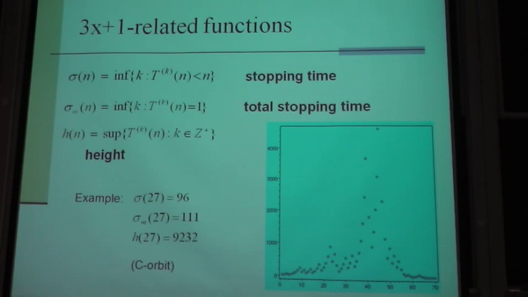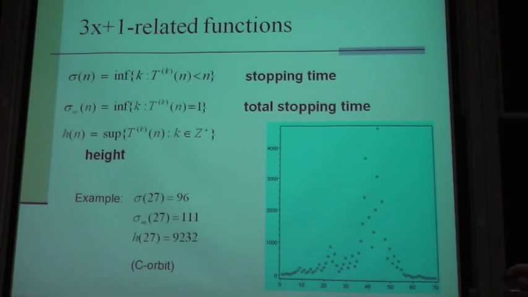So if you started with an even number, the stopping time is 1, because you will go down. The total stopping time of n is the minimum number of steps it takes to get to 1. And of course, if it never reaches 1, if the conjecture is false, then the total stopping time will be infinity for that starting point. And then the height is the maximum you hit before you come down.